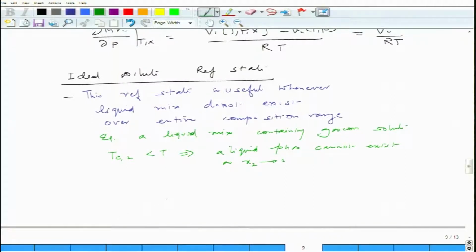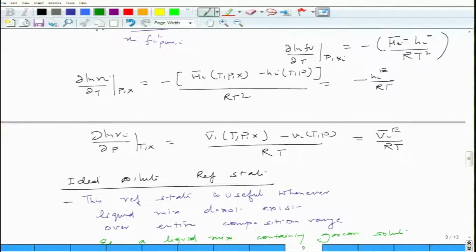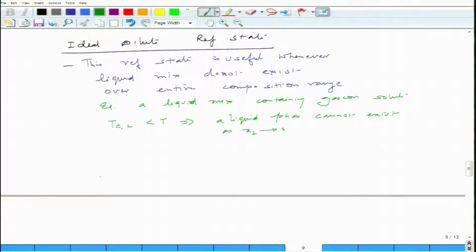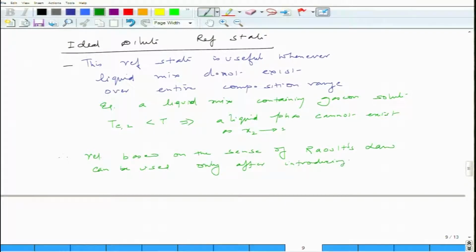Now, if you want to use the Raoult's law based reference system and the relation which we have developed here for gamma, in order to achieve this we must come up with a hypothetical standard state for component 2 at that temperature. Therefore, relations based on the sense of Raoult's law can be used only after introducing a hypothetical reference state or standard state for solute 2.